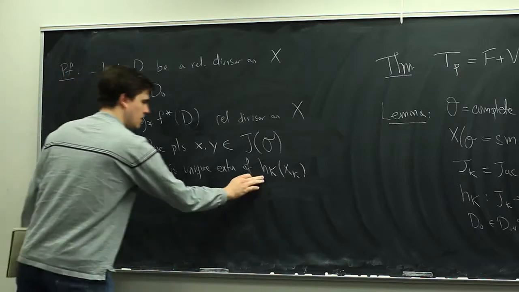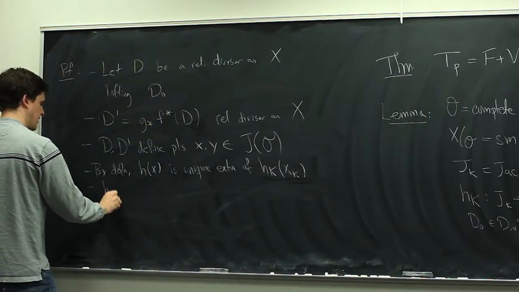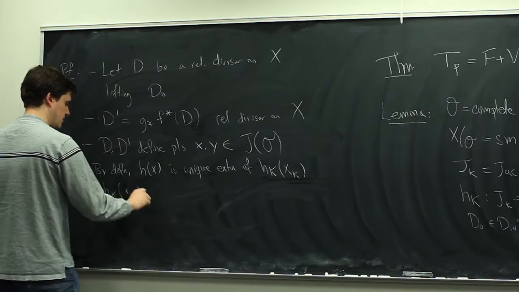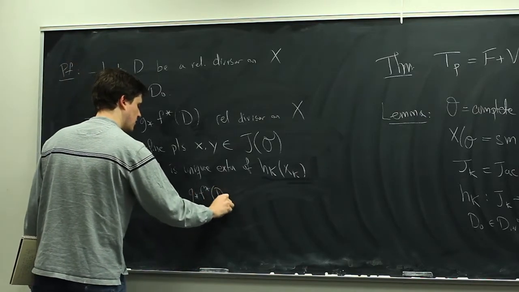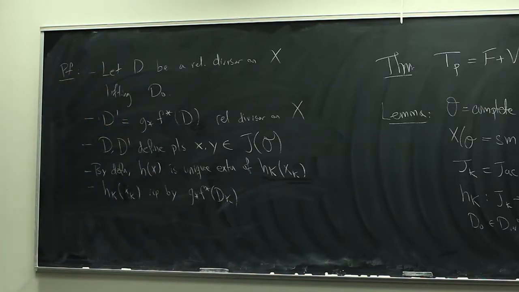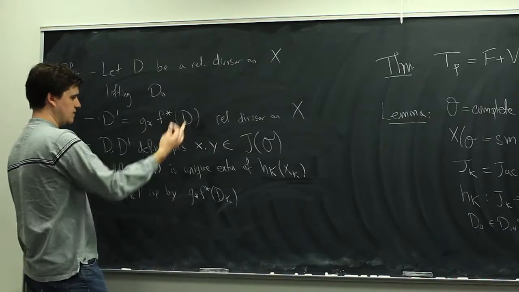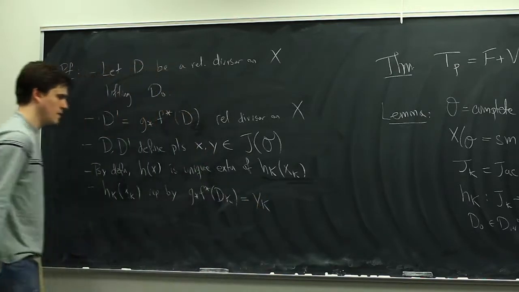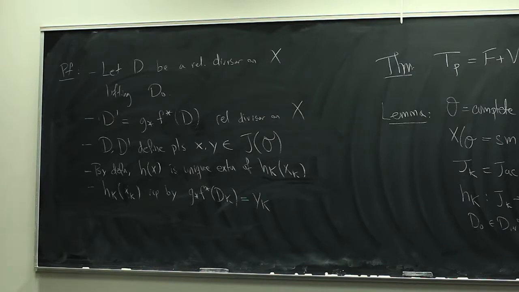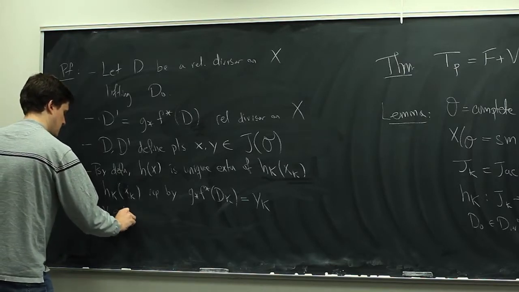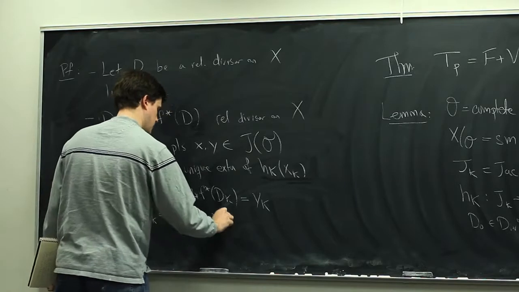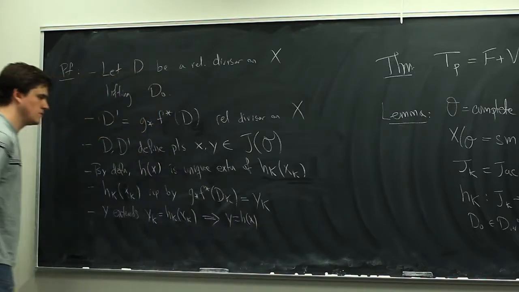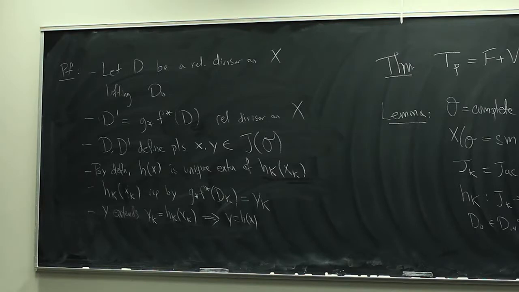And this thing was defined by the push-pull formula. So h_k of x_k is the point on the Jacobian, represented by the divisor g star, f star of d over k. But that's clearly equal to this thing y_k, just because y is defined as this. And y is an O-section of J extending y_k, so it must be that y is equal to h of x.